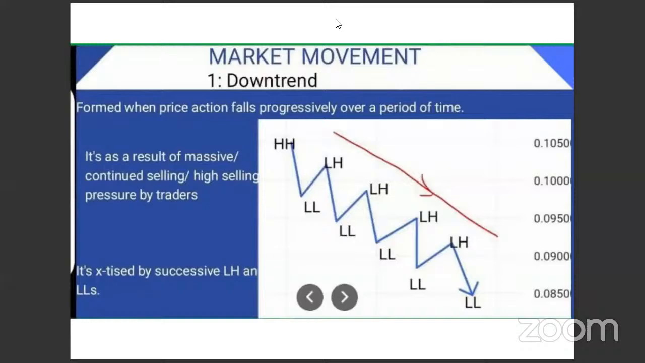And in that capacity, we will say that the market is on a downward movement. We shall look at what I'm trying to talk about here.